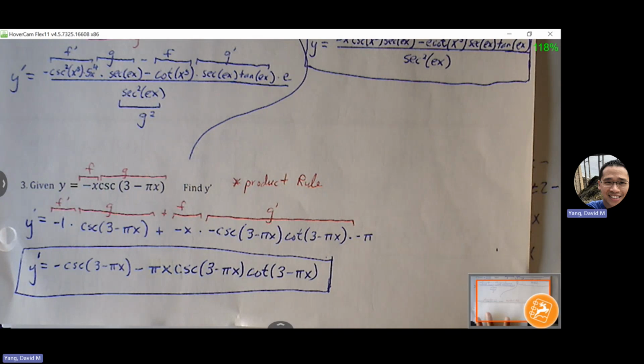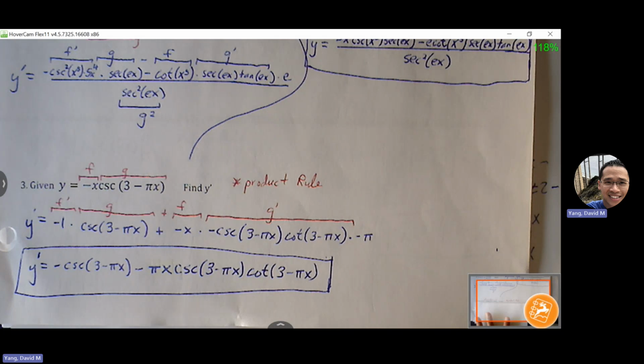f prime g plus f g prime. Negative x becomes negative 1. We keep the g function, then back to f, which is negative x, and cosecant of u becomes negative cosecant u cotangent u times u prime. For the second set of terms, I collected all the negatives associated with that term and pushed them out in front, along with the pi and the x, and left the trig to be last.